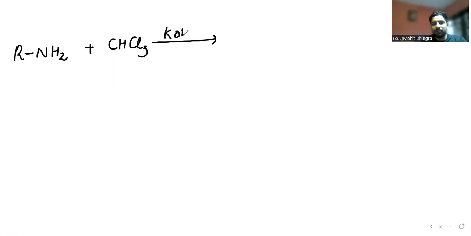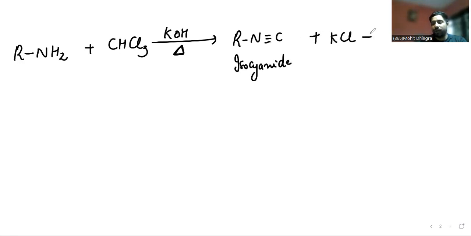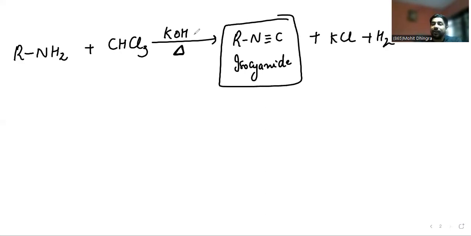We will understand what this reaction is. We have RNH2, primary amine, to which CHCl3 is added, and in the presence of potassium hydroxide, it is heated. It results in the formation of isocyanide. Isocyanide is formed, and water and potassium chloride. So this isocyanide is only and only formed if there is a primary amine. In secondary and tertiary amines, the isocyanide will not be formed and the Carbylamine reaction will not happen.